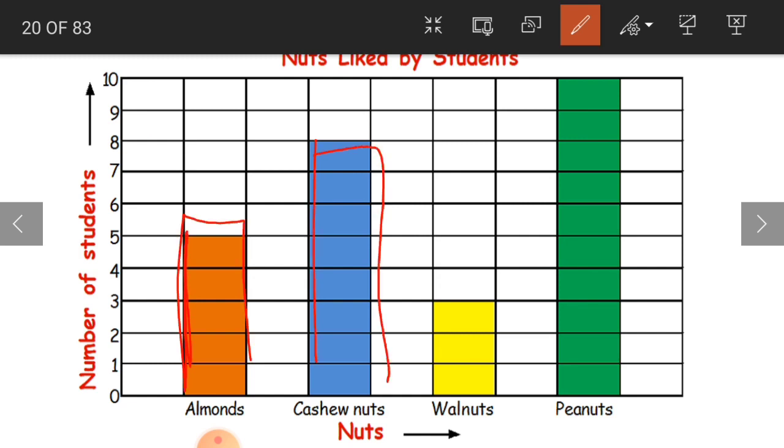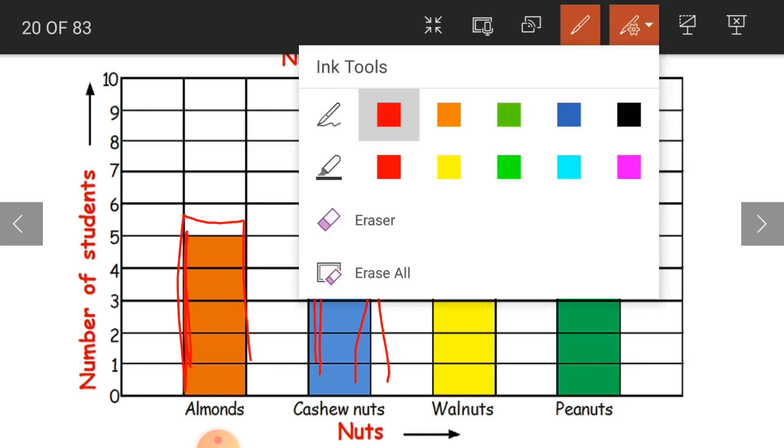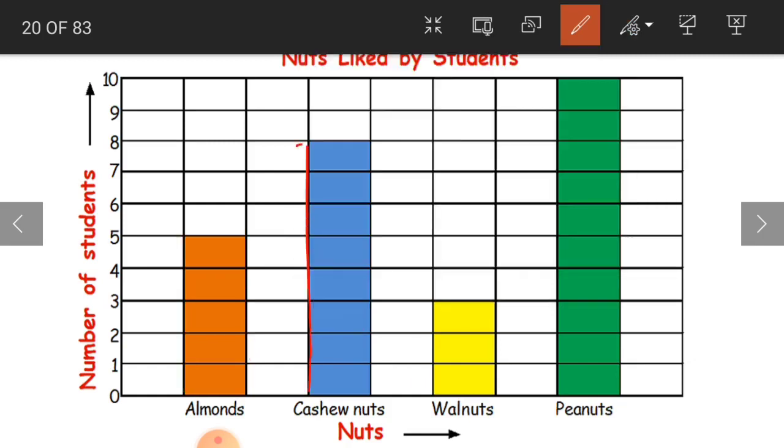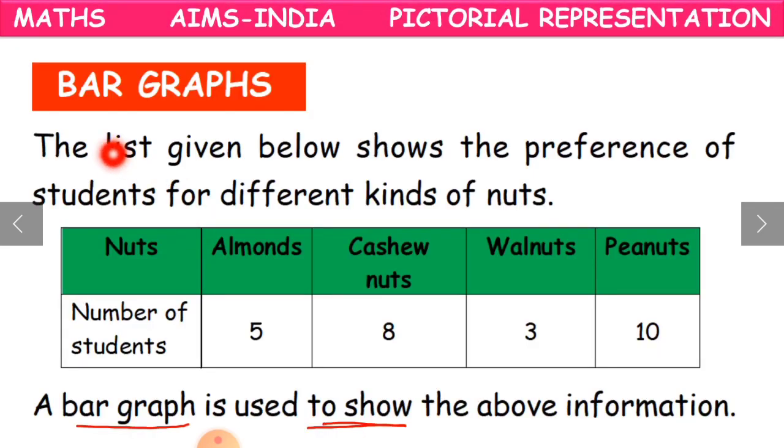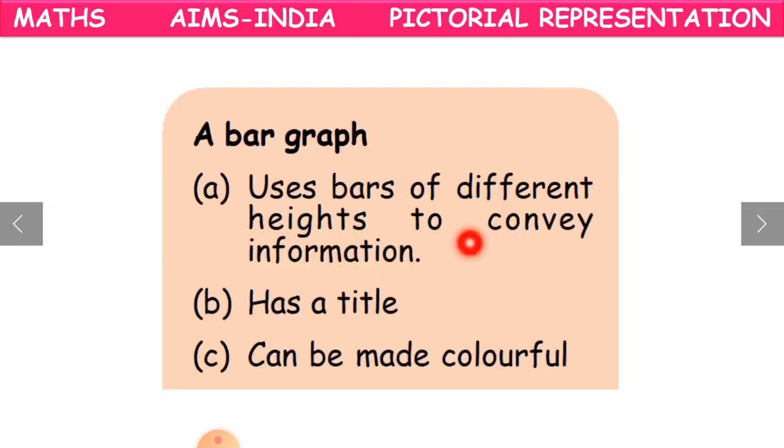You might be eating chocolate bars like Milky Bar. So a rectangular shape is called a bar. We say a bar of gold, iron bar. Yes, a bar is nothing but a rectangular shape, children. So when we use such bars to represent information, it is called a bar graph.